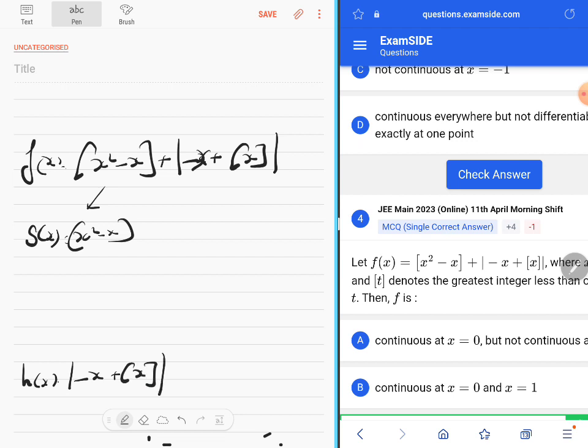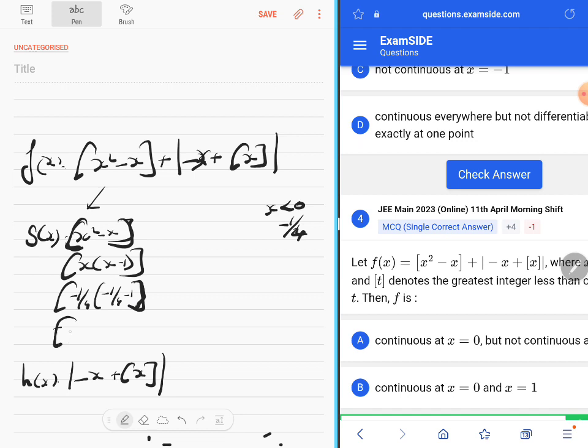And you're going to check continuity at 0 and 1 as per the question, so you're going to approach 0 from the left, which is x less than 0. Given example is minus 1 by 4. Let's say you can write this greatest integer function as x into x minus 1, and therefore it's minus 1 by 4 into minus 1 by 4 minus 1.